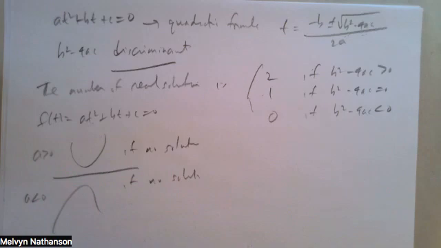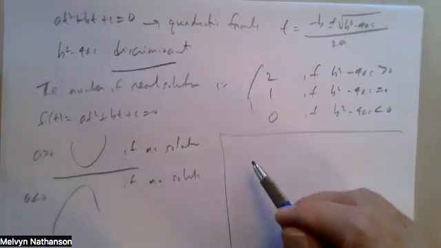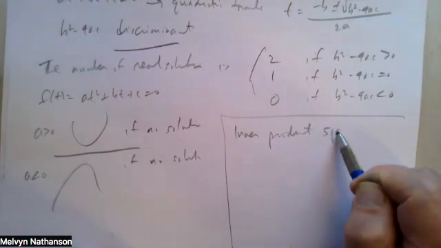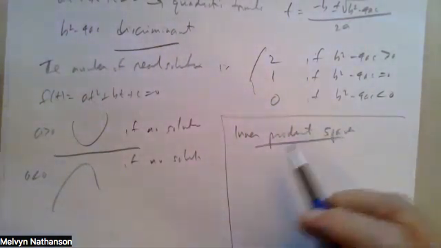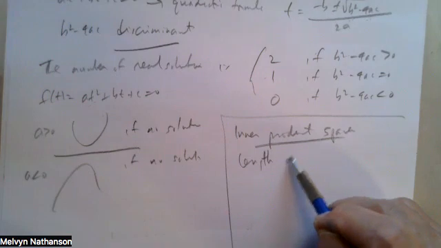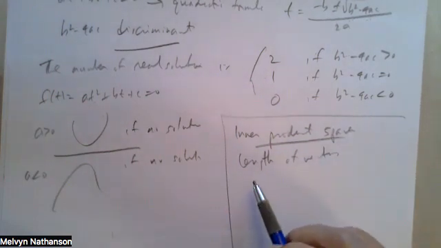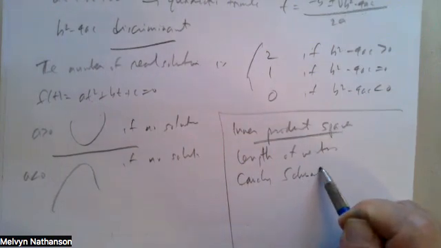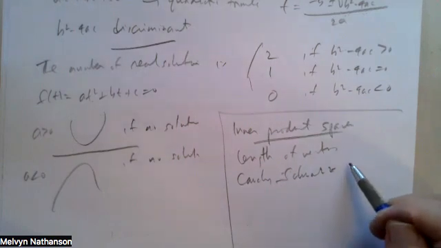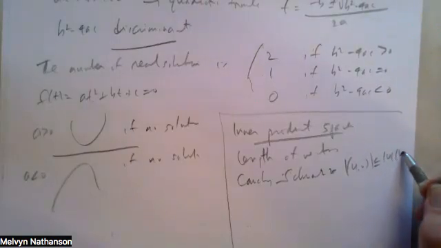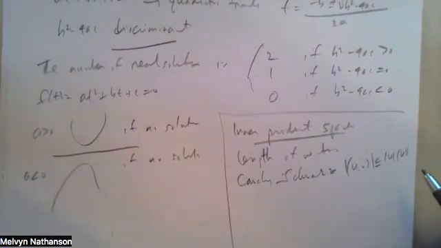There are only one or two things that I really want to do where we are. So let me just summarize. We have inner product spaces, and so we know about the length of vectors. The Cauchy-Schwarz inequality says the inner product of u and v in absolute value is at most the length of u times the length of v.